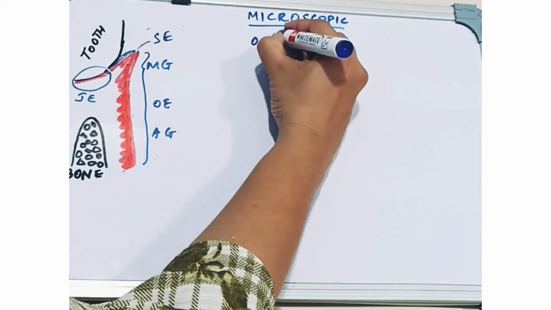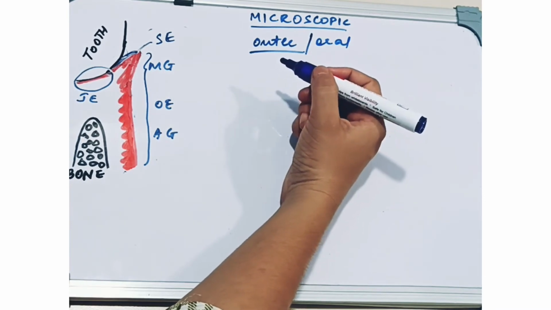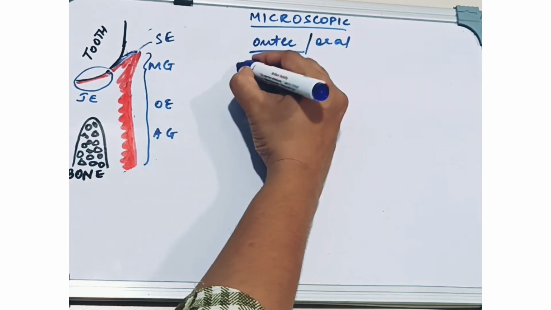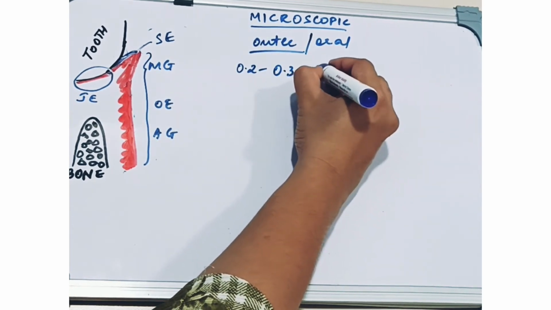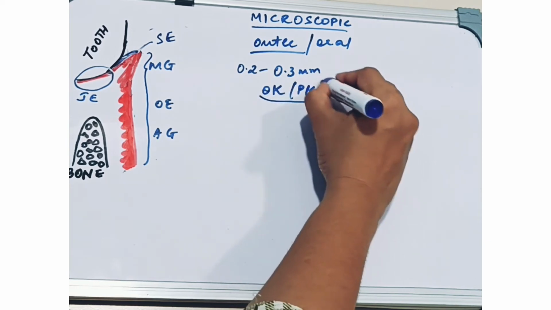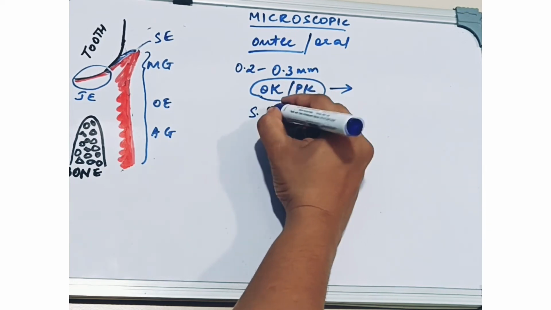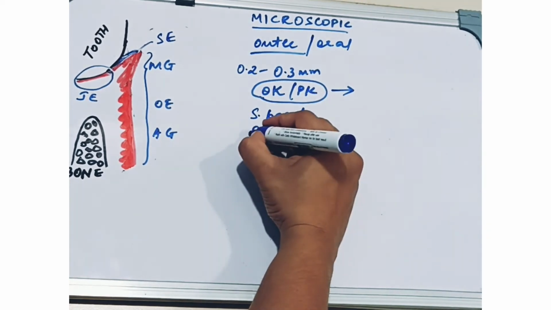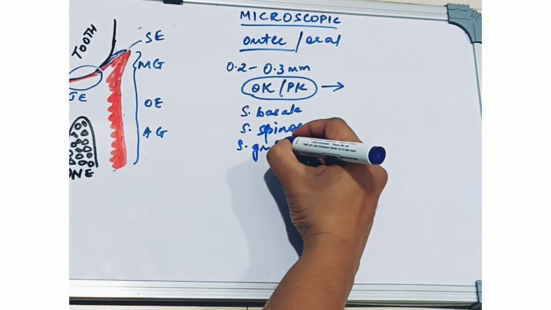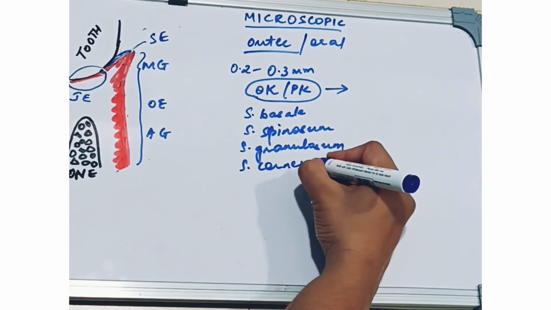Coming to the outer epithelium, also known as the oral epithelium. Now it covers the crest, so it covers the outer surface of the marginal gingiva and the attached gingiva. It's around 0.2 to 0.3 mm thick. Now it can be either orthokeratinized or parakeratinized. This we will be looking up in the next video. Now it has four layers. We have the stratum basale or the basal layer, stratum spinosum or the prickle layer, stratum granulosum, which is the granular layer, and stratum corneum, which is the cornified layer.